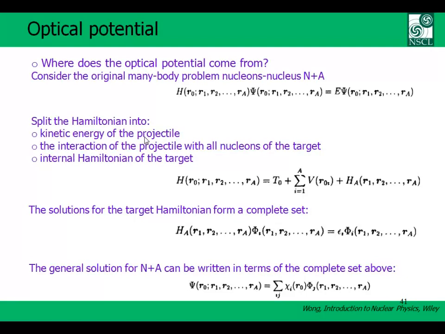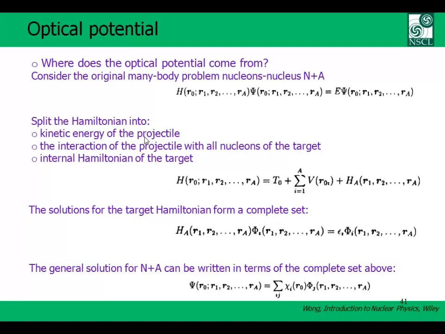Well, it's convenient to demonstrate what I'd like to demonstrate. It's convenient to split this Hamiltonian in a given fashion. We'll pull out the kinetic energy associated with the projectile. We'll pull out the interaction of the projectile with all the nucleons of the target. Essentially, we're trying to separate everything that has to do with this projectile nucleon. And then we'll leave the rest in what we're going to call HA, which basically tells us how the nucleons evolve inside the target.